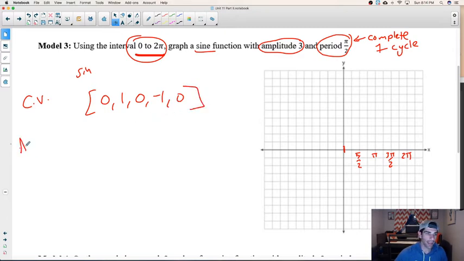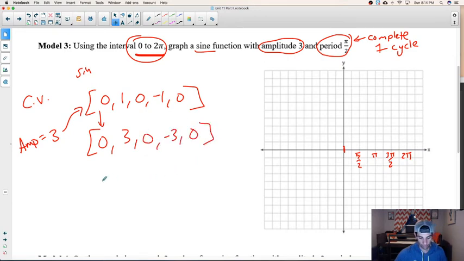It says that our amplitude was 3, so we have to multiply all of these by 3. So that means we're going to get 0, 3, 0, -3, and 0. Now, it has to do this from 0 all the way to 2 pi. Here's 0, here's 2 pi. You have to complete 3, 0, -3, 0 between that area, but between 0 and pi over 2, you have to complete one cycle.